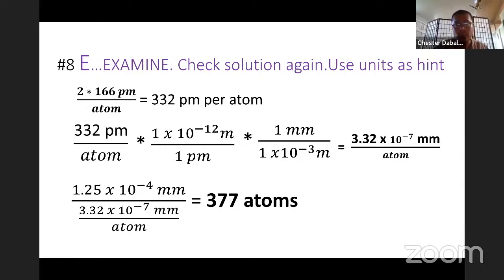So, well, it looks like that, kung gusto nyong i-review ulit, okay? So say, pm cancel, meters cancel, may mm ka, divided by an atom, okay? Then yung mm will cancel, okay? Atom is going to be ito yung unit. Okay, so it looks like it is correct.